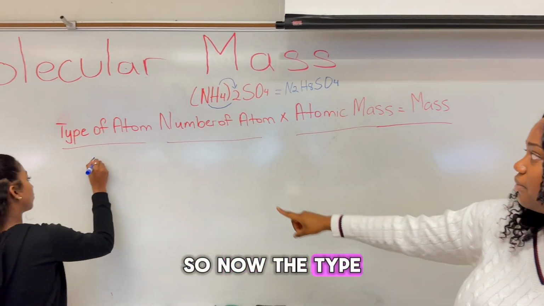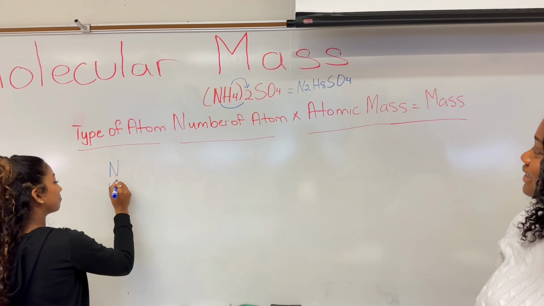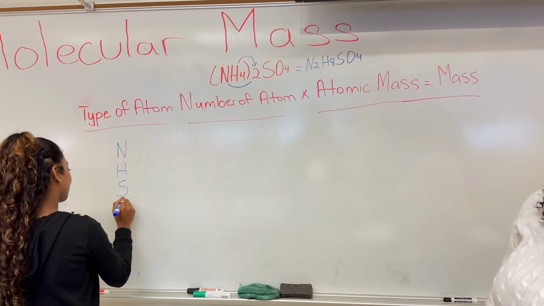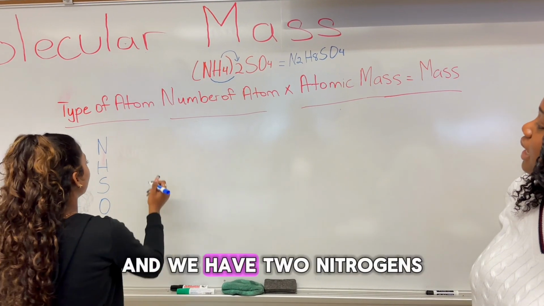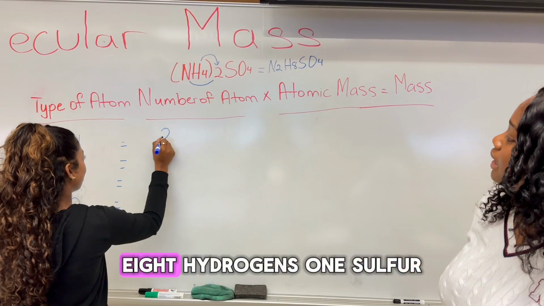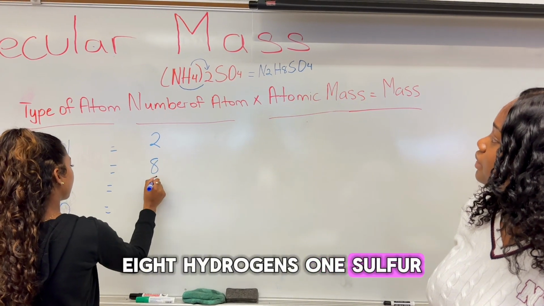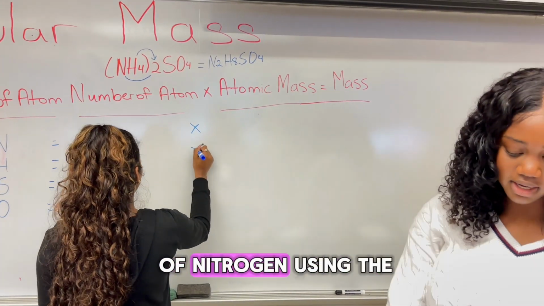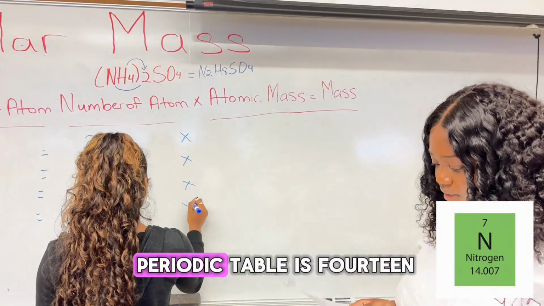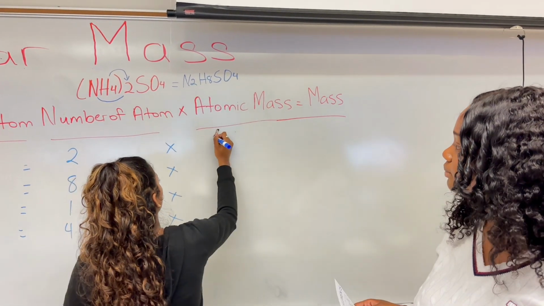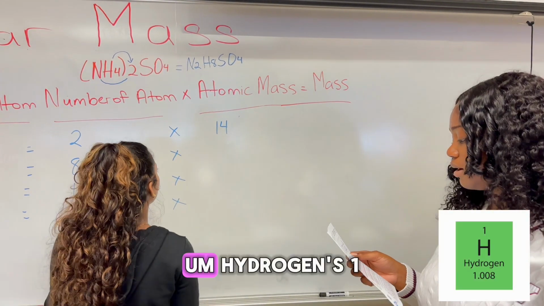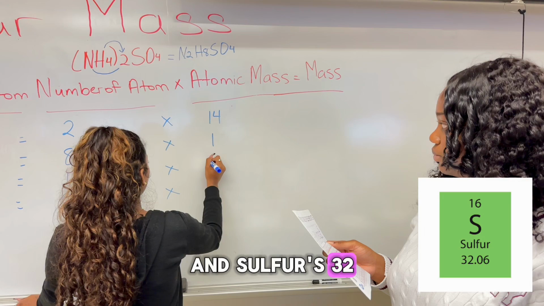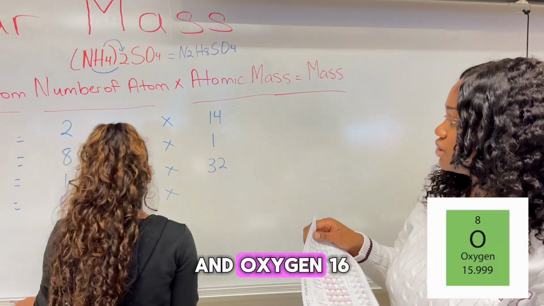So now the type of atom, we're gonna have nitrogen, hydrogen, sulfur, and oxygen. And we have 2 nitrogens, 8 hydrogens, 1 sulfur, and 4 oxygens. And the atomic mass of nitrogen using the periodic table is 14. Hydrogen's 1, and sulfur's 32, and oxygen 16.